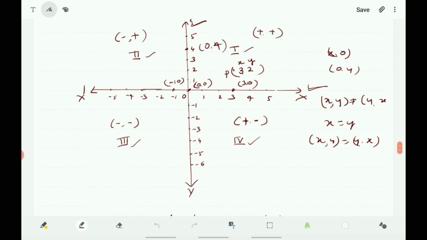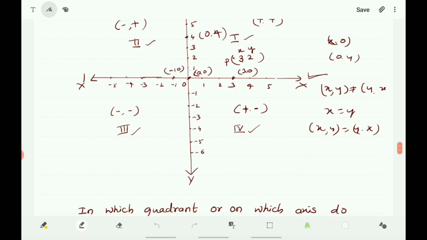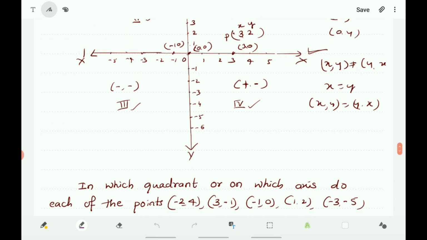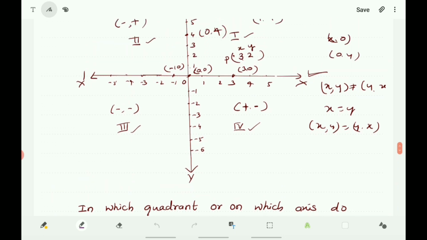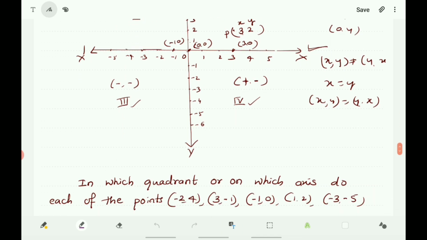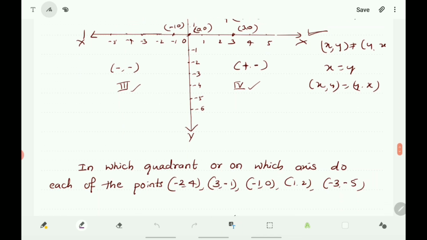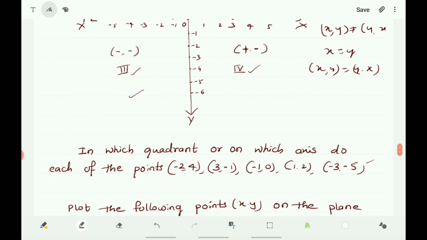(3, -1), that is plus, minus, that lies in the fourth quadrant. (-1, 0), here y value is 0, means it lies on x axis. It lies on x axis. (1, 2), here both are positive, so this point lies in the first quadrant. (-3, -5), here both are negative, means it lies in the third quadrant. In this way you can make out in which quadrant the points lie, or on which axis they lie.